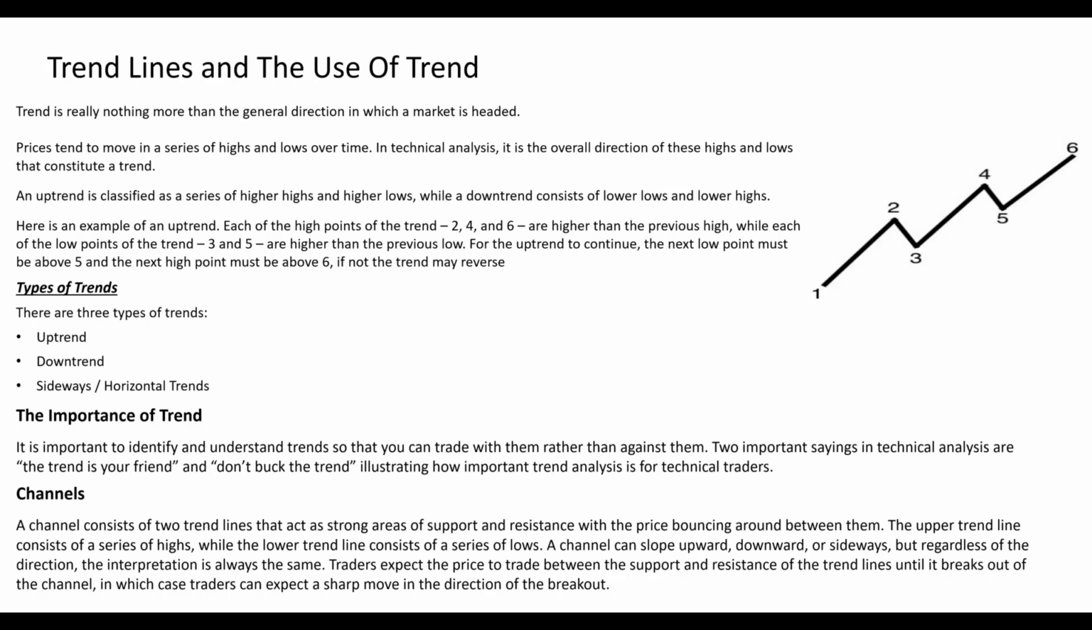Each of the high points of the trend, points 2, 4, and 6, are higher than the previous high, while each of the low points of the trend, points 3 and 5, are higher than the previous low. For the uptrend to continue, the next low point must be above 5 and the next high point must be above 6. If not, the trend is in danger of reversing.